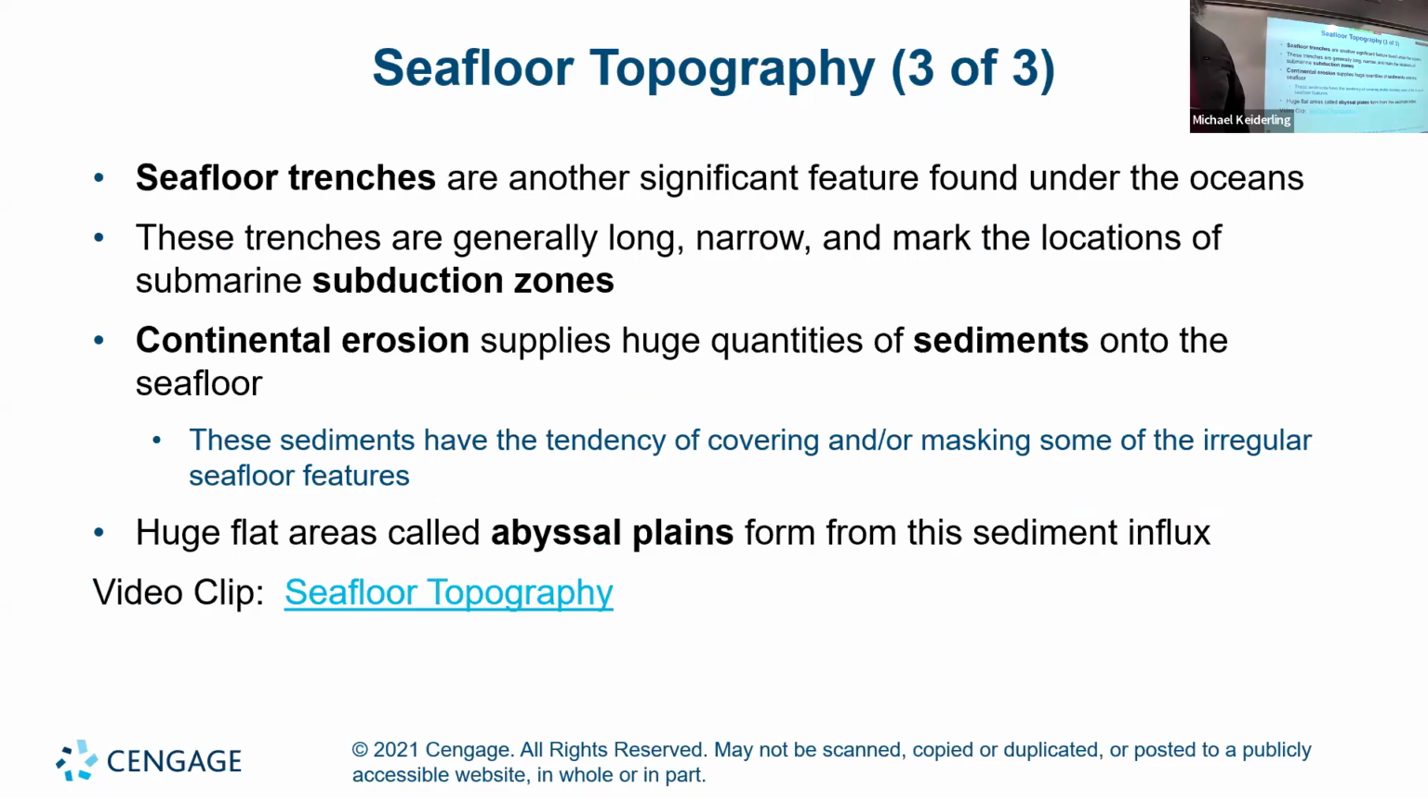Seafloor trenches are another significant feature found under the oceans. These trenches are generally long and narrow and mark the location of submarine subduction zones. Continental erosion supplies huge quantities of sediments onto the seafloor, and these sediments have the tendency of covering or masking some of the irregular seafloor features. The huge flat areas called abyssal plains form from this influx of sediment.